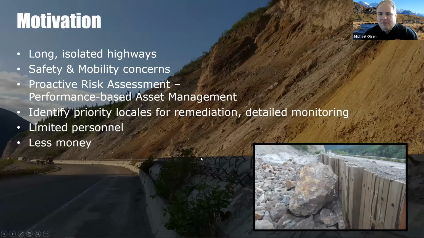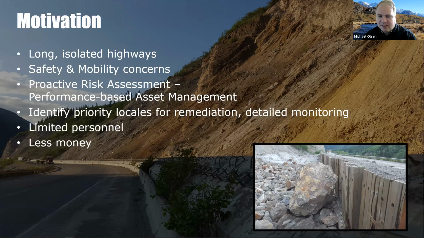Okay, so the motivation for this work: we have a lot of highways, particularly in the Pacific Northwest of the United States, but you can find these everywhere, where we've got a lot of cut slopes that were cut back a long time ago. They're basically well past their design life, and we've got a lot of rockfall problems along these different slopes. So there are these very long isolated highways. In a lot of cases, these are the path from one place to another, and they're really the only route to connect one community to another. And there's a lot of safety and mobility concerns if these roads get closed.